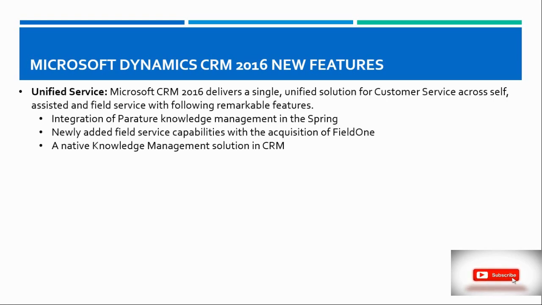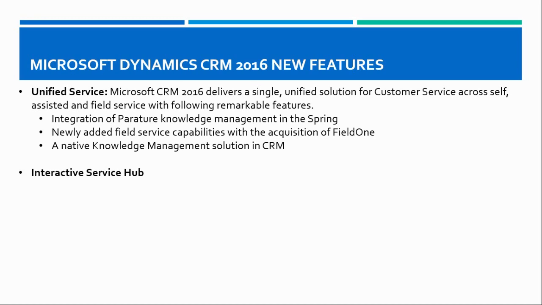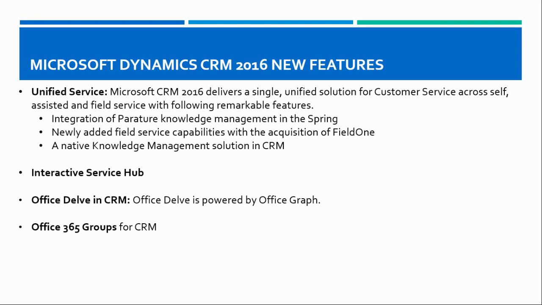You also have unified services. Microsoft CRM 2016 delivers a single unified solution for customer service with the following remarkable features. Integration of Parature knowledge management in the spring. It added new field service capabilities because of the acquisition of Field1 and a native knowledge management solution in CRM. It has also launched a new Interactive Service Hub, and a new feature called Office Delve in CRM. Office Delve is powered by Office Graph. So now it was possible to create Office 365 groups for CRM. It has also added a new bulk data loader and a new feature called relevance search.